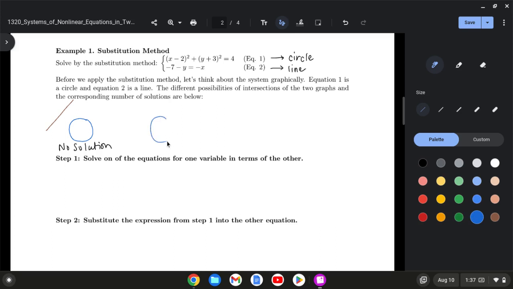Well, what if we had a circle and our line just barely touched our circle, so it was a tangent line? In that case, we're going to have one solution because there is one point of intersection. And our last possibility is if we had a circle and our line was like a chord and crossed at 2 points with our circle. Then in that case, we're going to have two solutions.